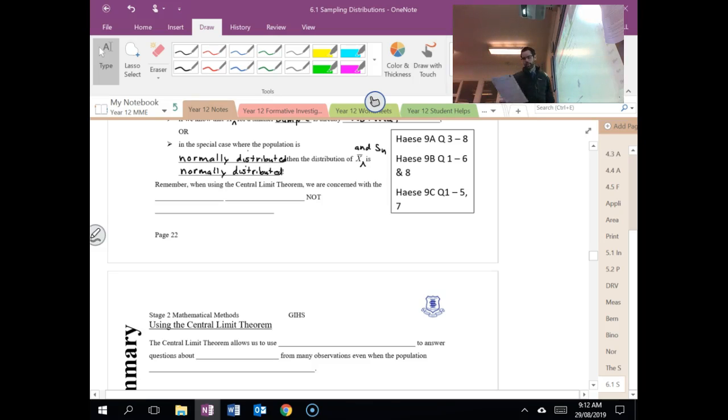Now, remember that when we're using the central limit theorem, we're concerned with the distribution of sample sums and means. We are not concerned with the distribution of individual scores, which is the original distribution.